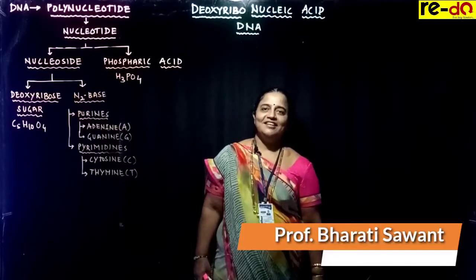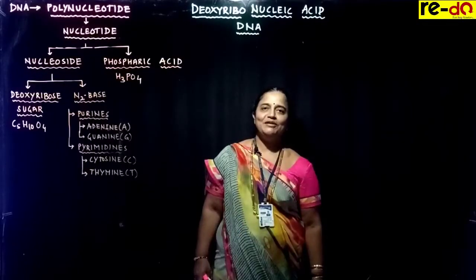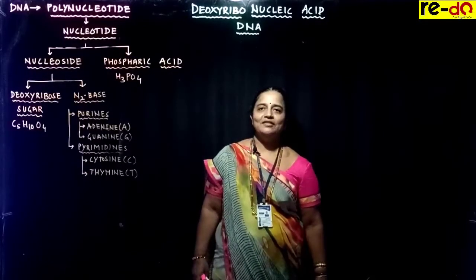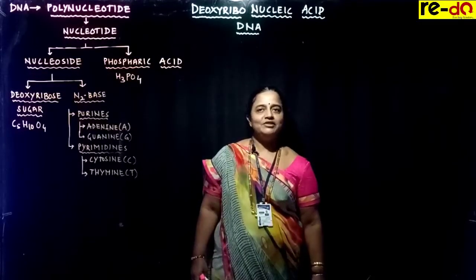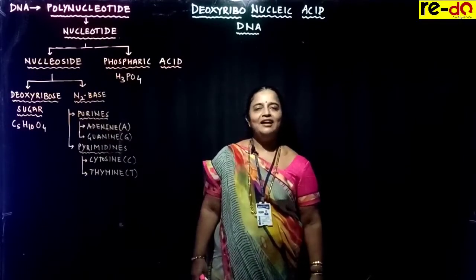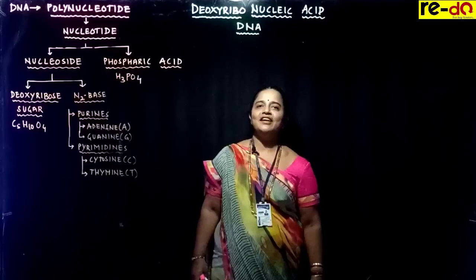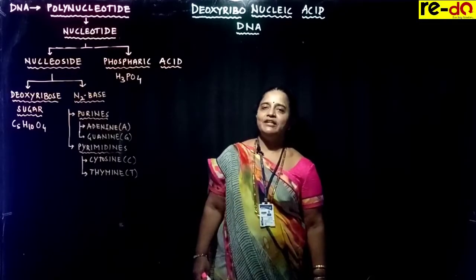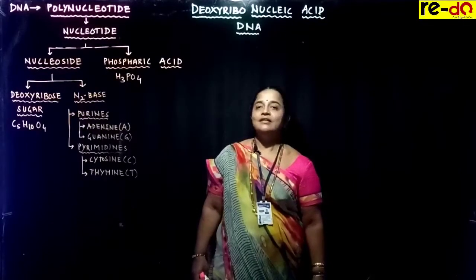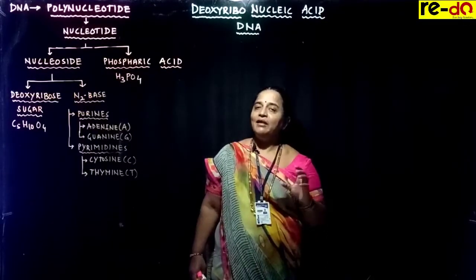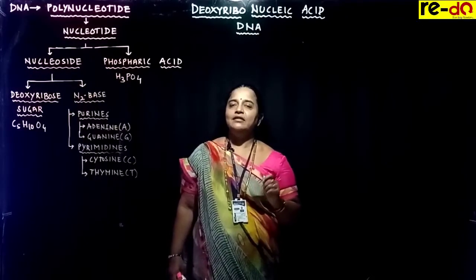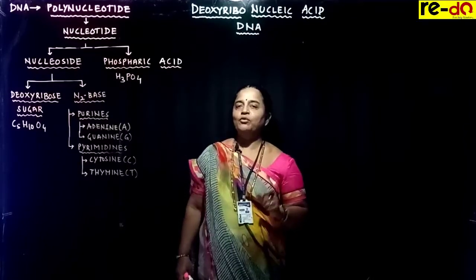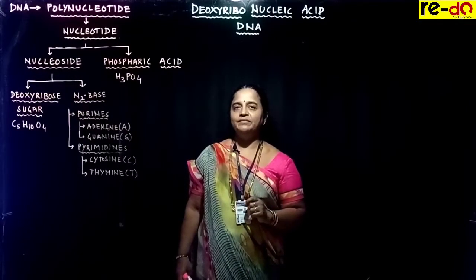Hi students. In the previous session under molecular basis of inheritance, I introduced the most interesting molecule, without which our survival, our existence is zero. And that molecule is nothing but deoxyribonucleic acid, abbreviated as DNA. This DNA is chemically a polynucleotide, a polymer of nucleotides. So the monomer of DNA is the nucleotide.